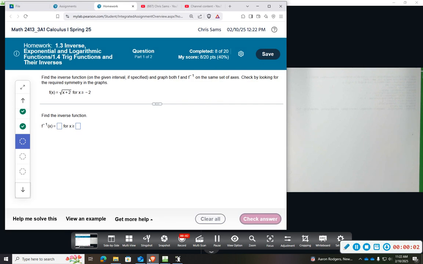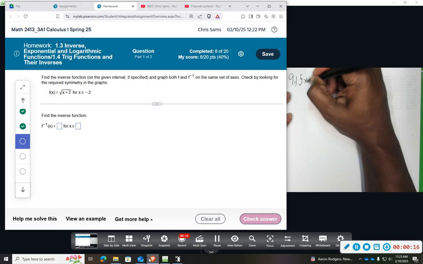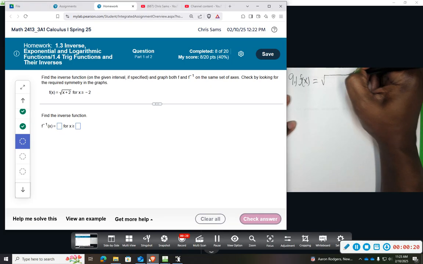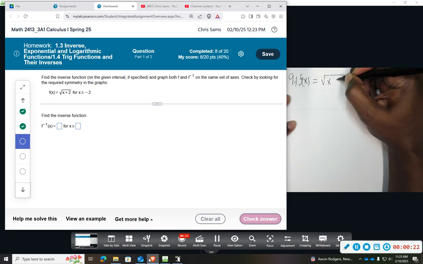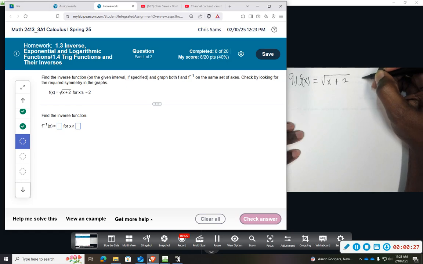All right, so number 9, we want to find the inverse, and we want to graph both f and f inverse on the same axis and check their required symmetry. Okay, so we're given that f of x is equal to the square root of x plus 2, and they are telling us that the domain is x is greater than or equal to negative 2.